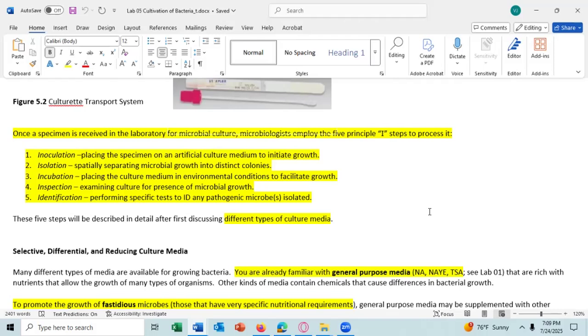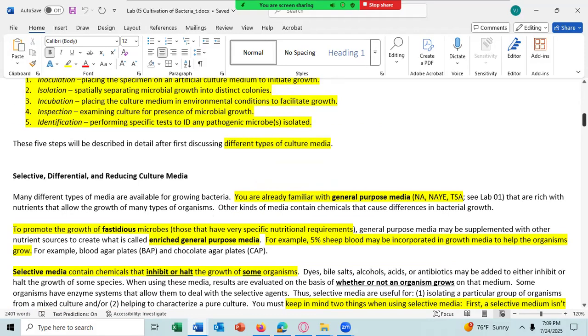You're already familiar with general purpose media, NA, TSA. These are media that contain ingredients to grow many different specimens, but they do not grow all specimens, and they're non-selective in nature. To promote the growth of some organisms, you need a special enriched media, and that would be to grow a fastidious microbe, one that has a very specific nutritional requirement.